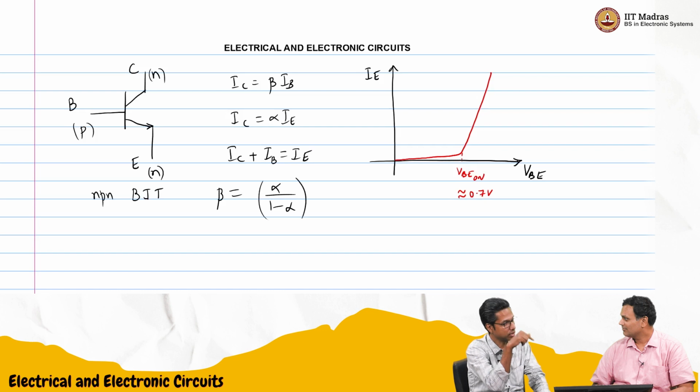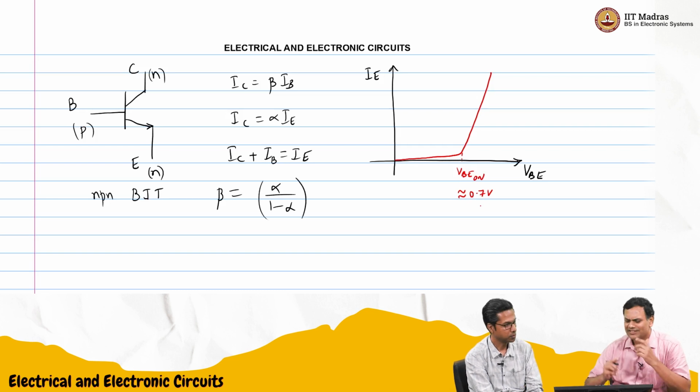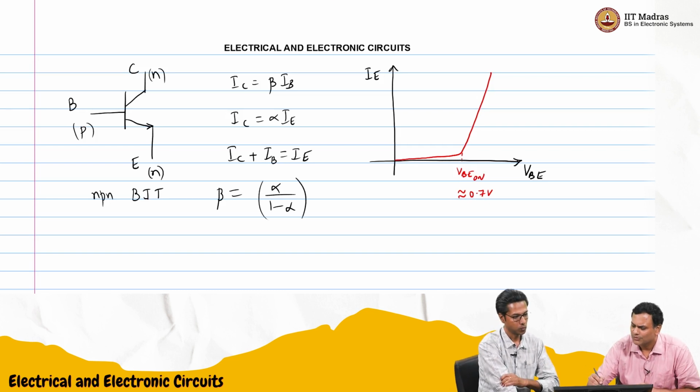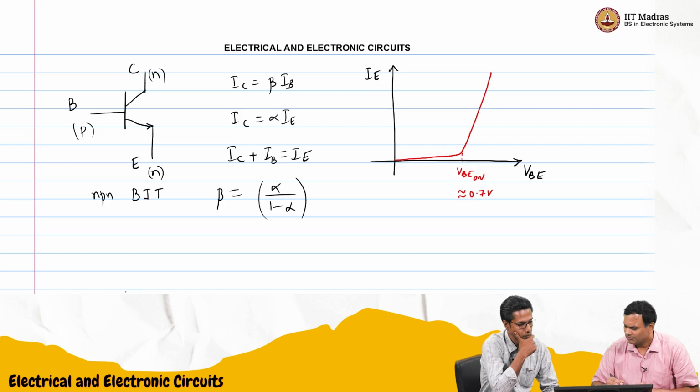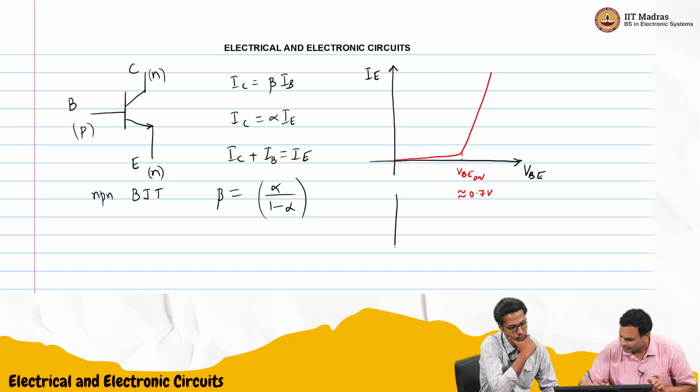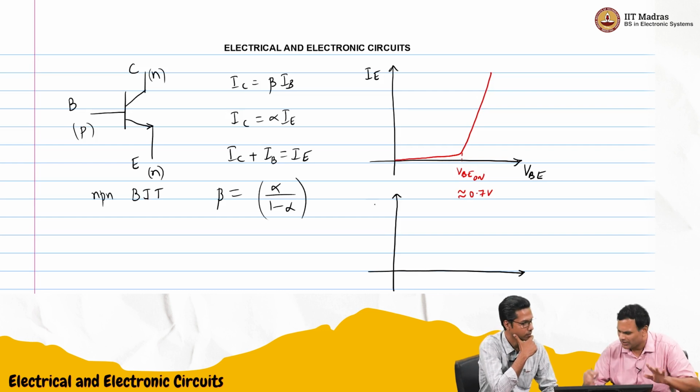Collector base should always be reverse biased also. In fact, that also may be easy. Shall we try plotting it? Let's see what we can plot. Shall I plot here? We said base current is very small, no need to plot. So we will plot again emitter current only, but we want to plot against collector base.